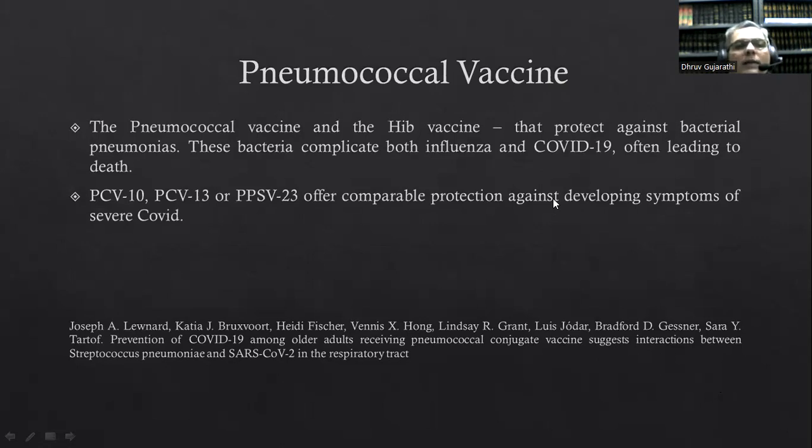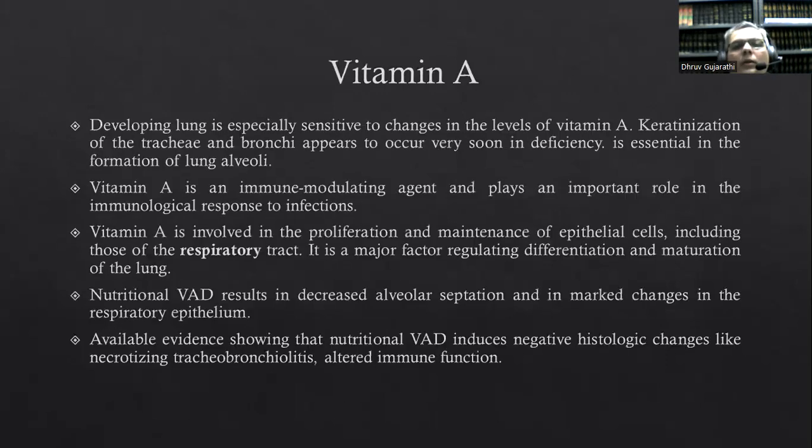The pneumococcal vaccine and the Hib vaccine, that is Haemophilus influenzae vaccine, protect against bacterial pneumonias which might be secondary to the coronavirus infection. And therefore, use of these vaccines can reduce death in patients. For pneumococcal vaccine, we can use the PCV10 or PCV13 or PPSV23, as all of them offer adequate and similar immunity. This was about the vaccines.